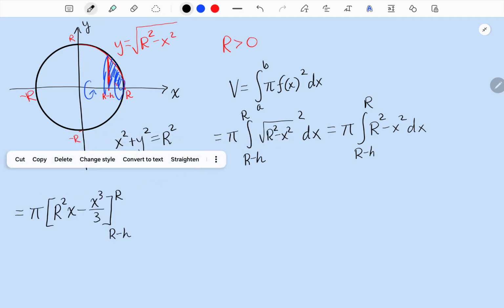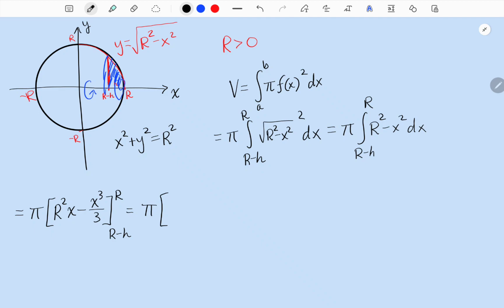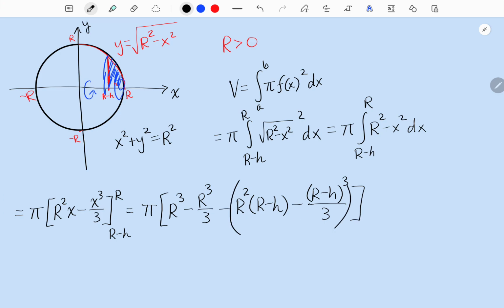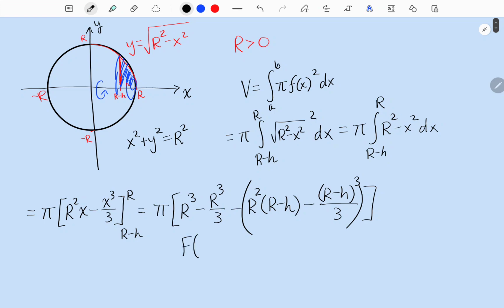So I'm going to move this over here, plug it in. So first part is going to be r squared times r, which is r cubed, minus r cubed over 3. Now minus r squared times r minus h. And then we have negative, negative, so that becomes positive. Okay, r minus h cubed divided by 3, because technically it should be like that. Right, this is like f of b, or f of r minus f of r minus h.